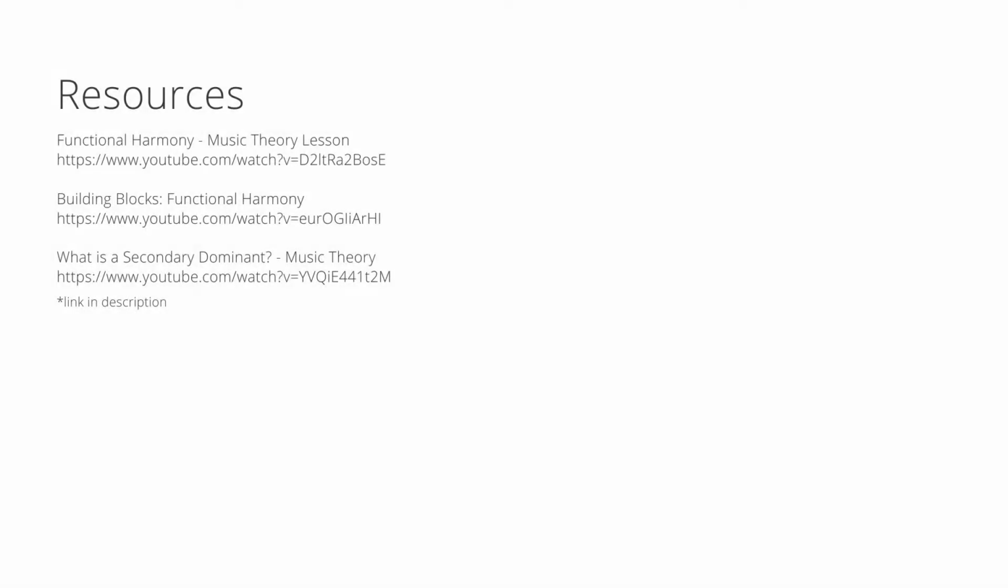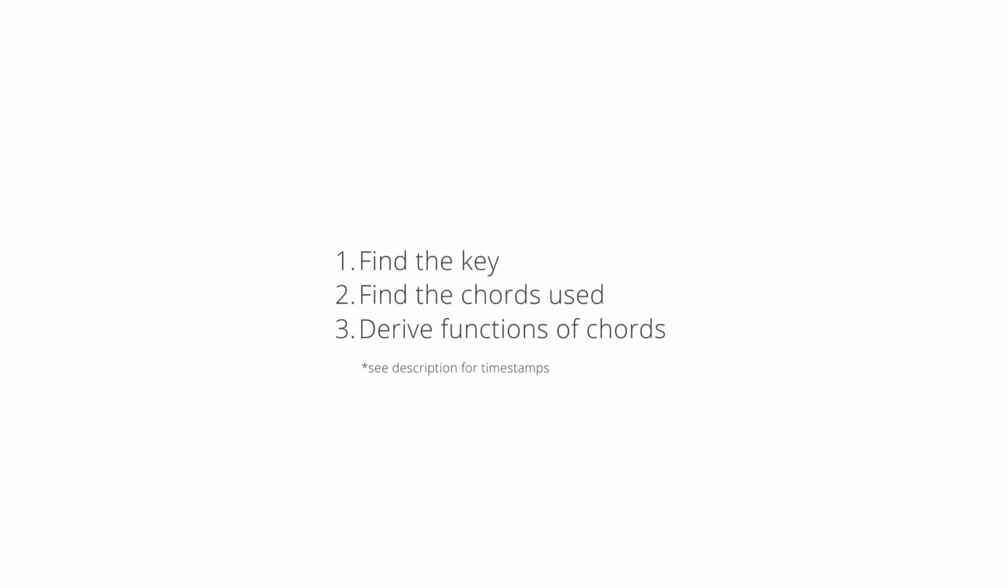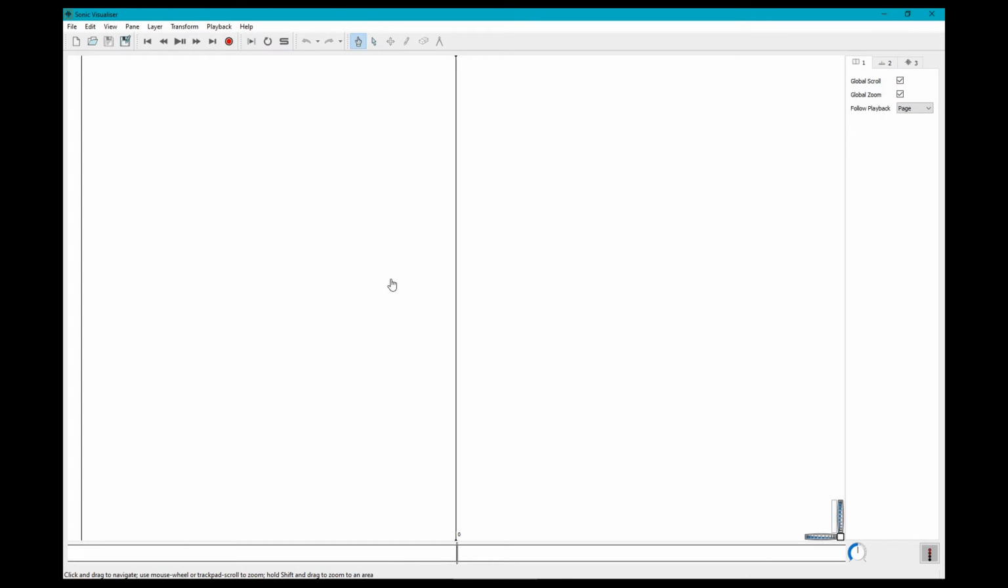These are resources you can watch if you want background music theory to the methods I'm using in this video, link in the description. The steps to understanding functional harmony are: find the key, find the chords used, derive functions of chords. The first step is to find the key.